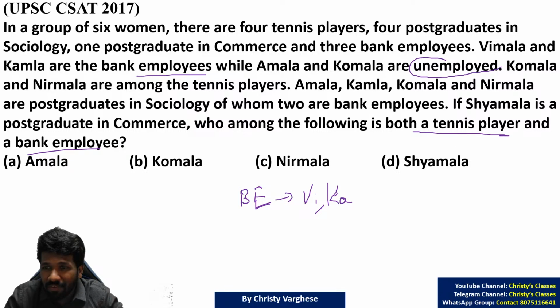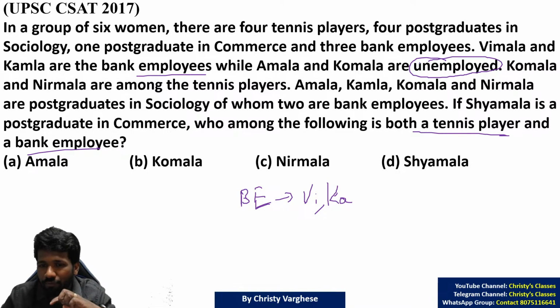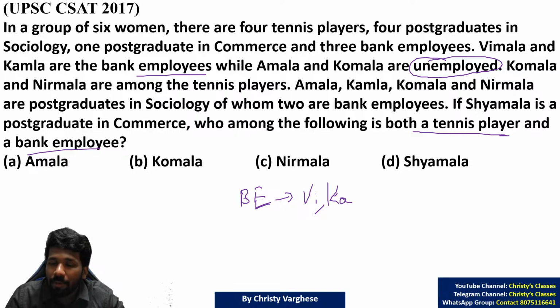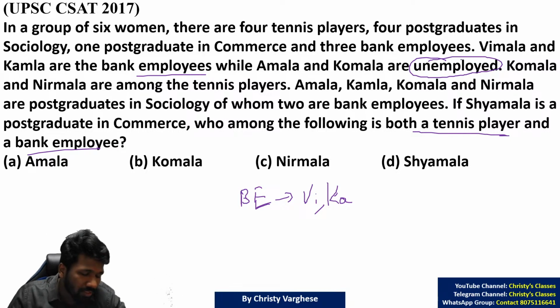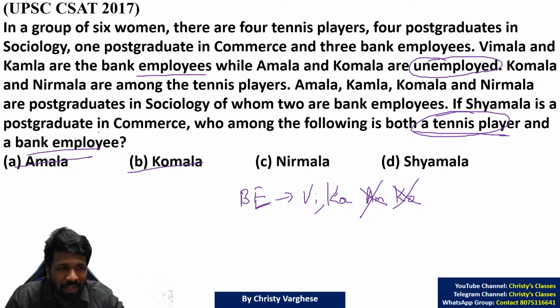Yeah, reading between the lines is important. As I told, many of the skills that you need for this chapter are needed for the comprehension chapter also, which we will be discussing from tomorrow. So Amala and Kamala are unemployed means they don't have any employment, means they are not bank employees. So Amala, Kamala, definitely not bank employees, means they can be eliminated from the suspected list of tennis player and bank employee common person, right?